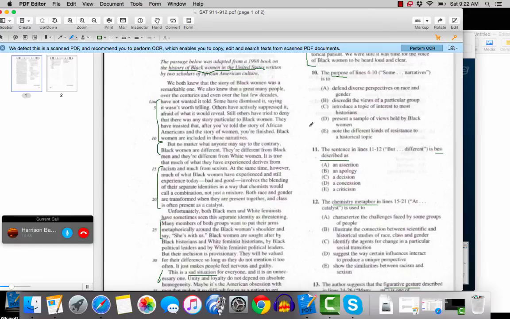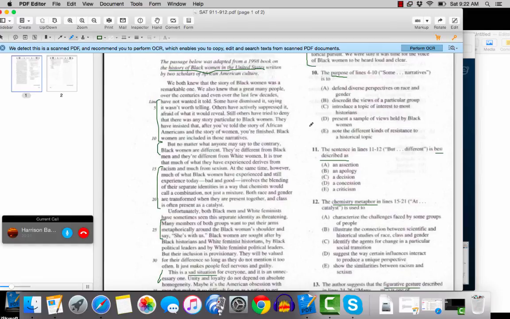Okay. And when you say they, who are we talking about here? The two scholars of African American culture. So the authors are saying, what are they saying? Let's look at it one more time. Some have dismissed it. And what is this it that they're talking about? The history of black women. Right. So some have dismissed the history of black women. Others have actively suppressed it. And still others have tried to deny there was any story particular to black women.